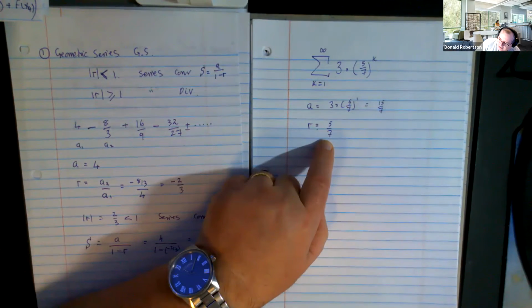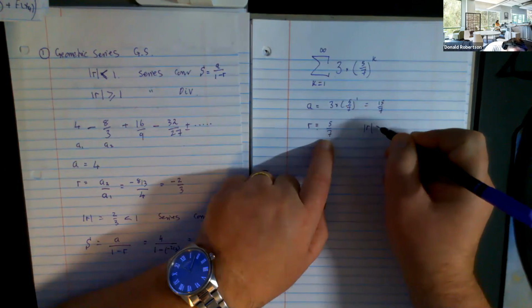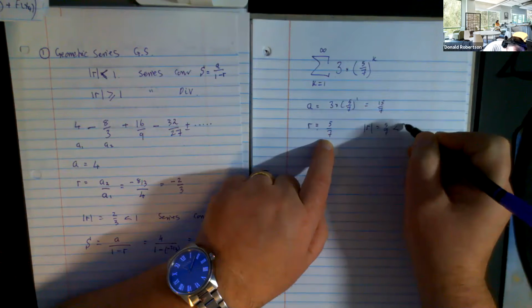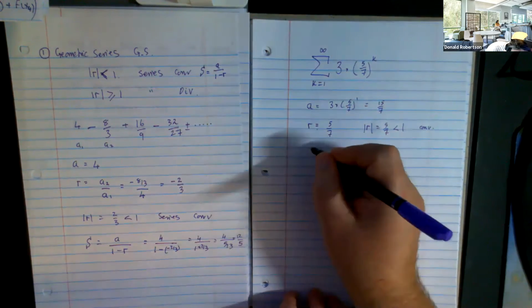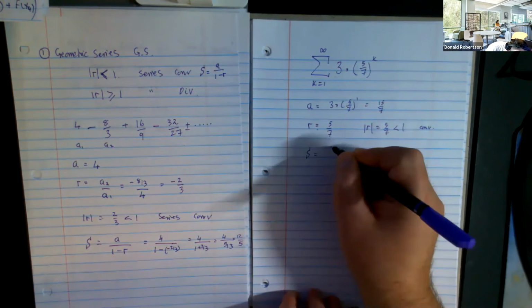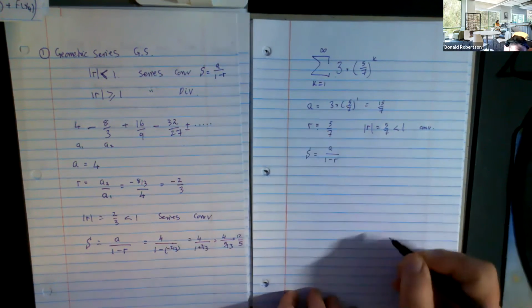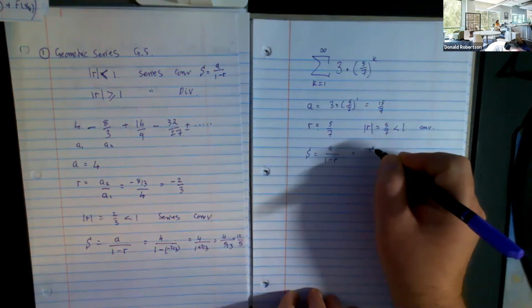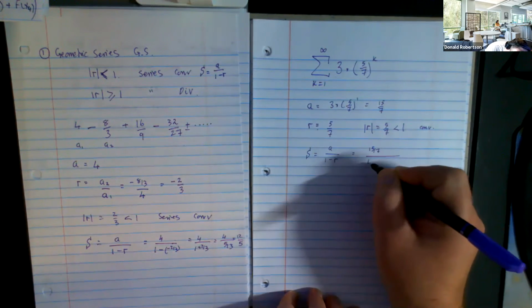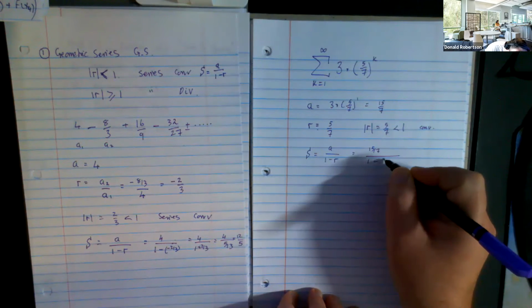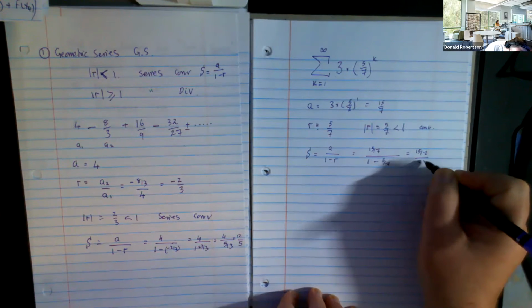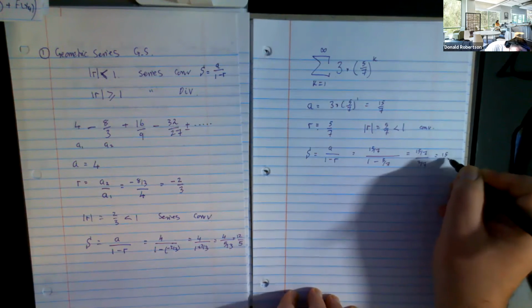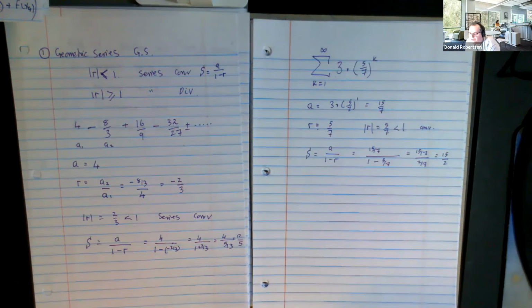Would you agree this converges again? The absolute value of R is 5/7, which is less than 1, so it converges. And that means it has a sum. And the sum is that guy. And A is this fella, and R is this fella. So it's 15/7 over 2/7. And again, you're going to trust me, it ends up being 15/2.